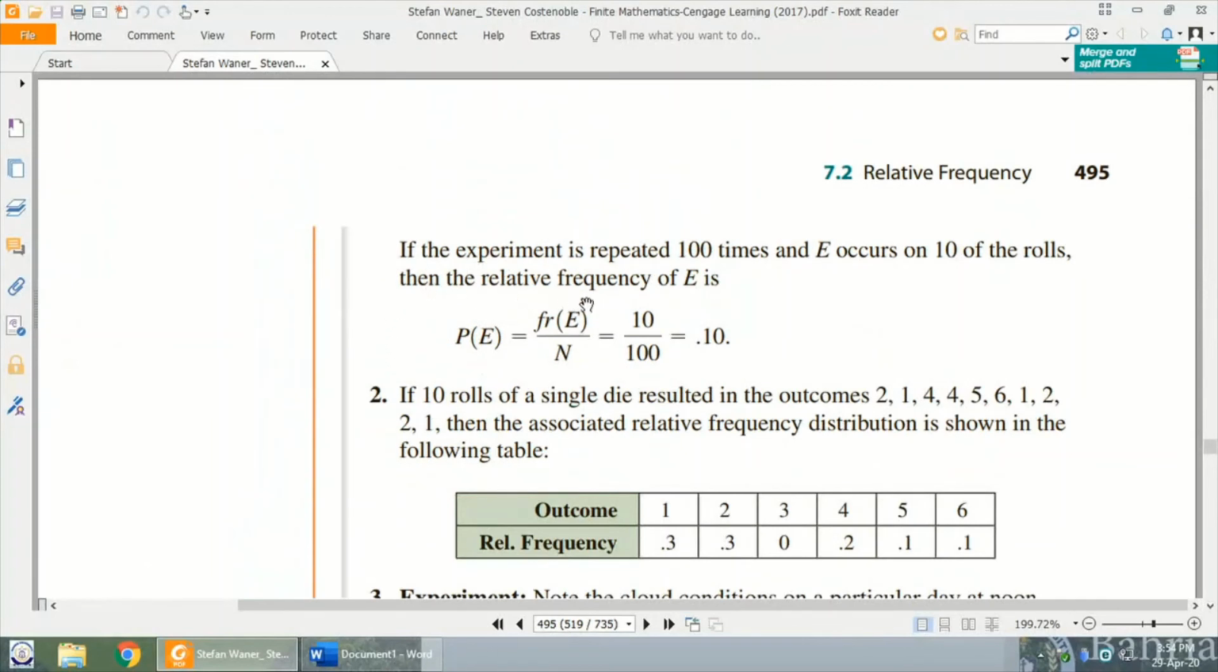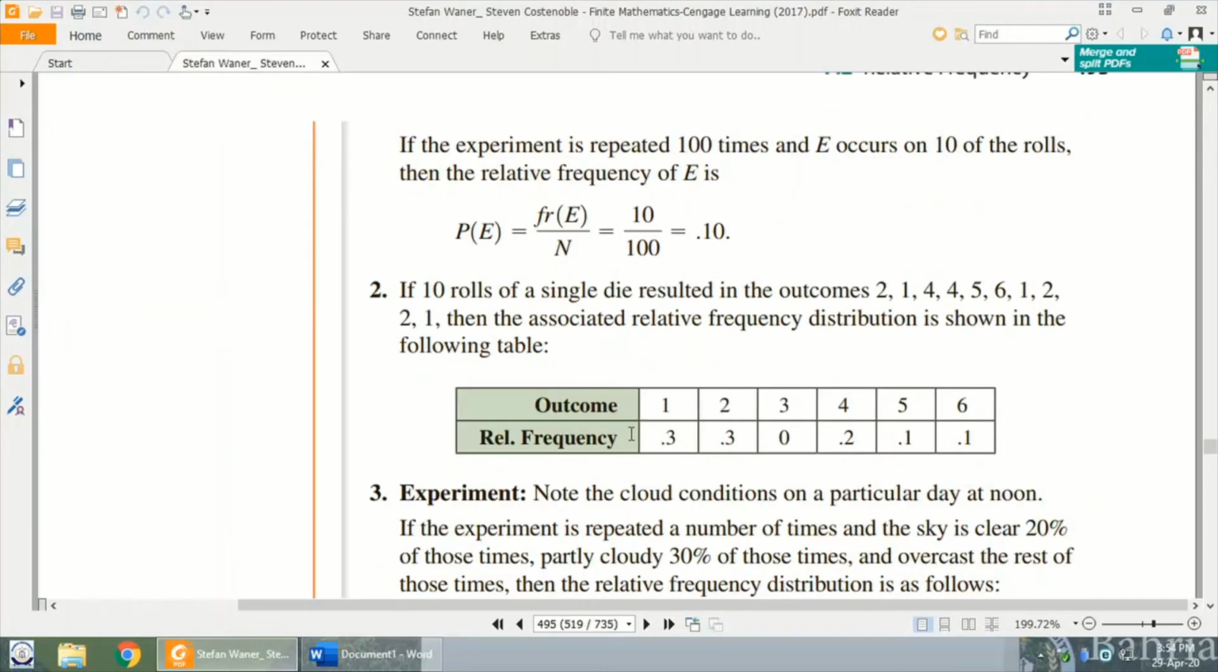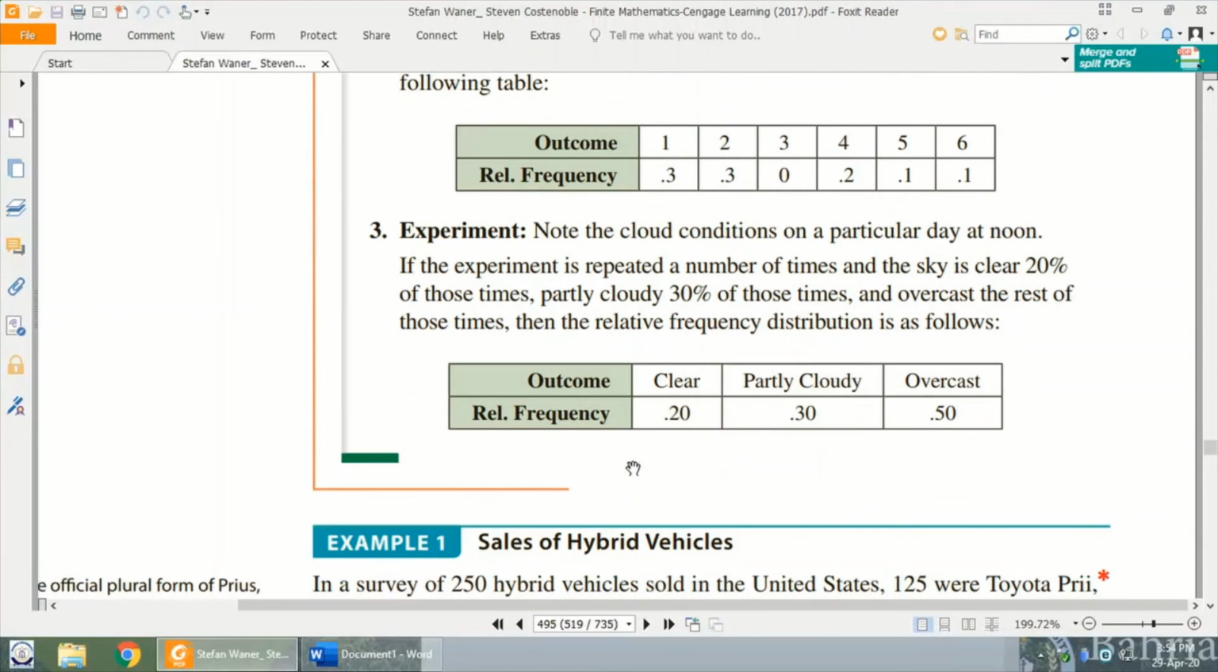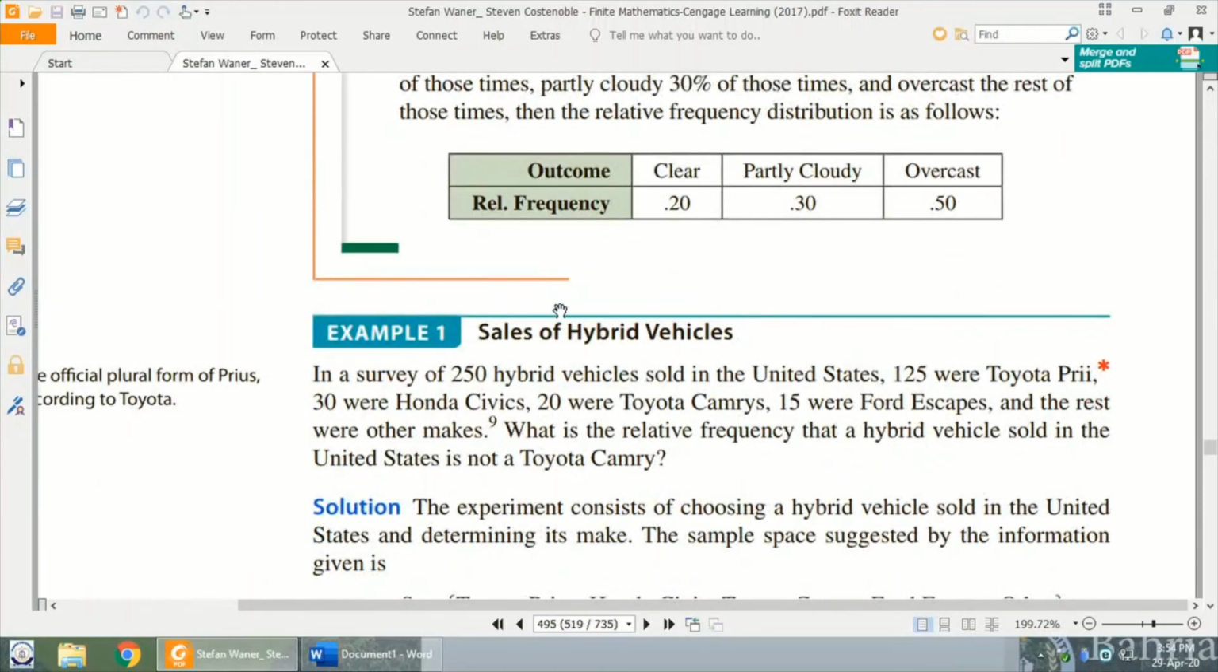Similarly, we have an experiment that is repeated 100 times, and 10 times the rolling frequency would be the event that it has been rolled 10 times, it's actually 10%, it's 0.1. I would like to give you another example of a hybrid vehicle. In a survey of 250 hybrid vehicles sold in the United States, 125 were Toyota Prius, 30 were Honda Civics, 20 were Toyota Camrys.